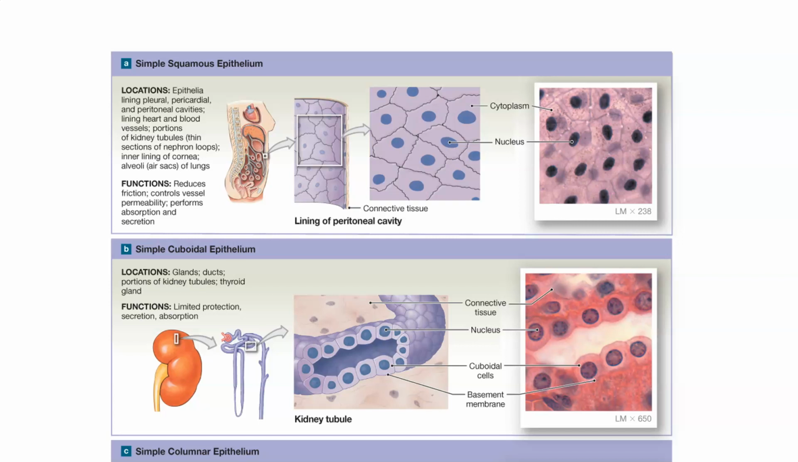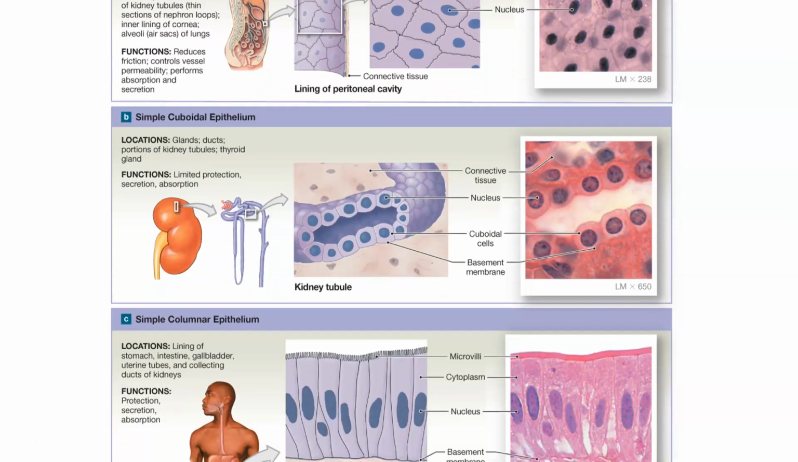So it is mainly for absorption and secretion. Well, the main example that I know of, there are two, is the blood capillaries, which are the smallest blood vessels, are made of simple squamous epithelial tissue, and then the alveoli, or the air sacs of the lungs, are made of simple squamous epithelial tissue.